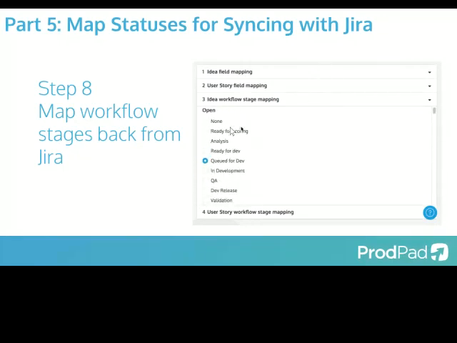So these might look different to you, but you're basically saying that when a ticket is pushed to Jira, it becomes open. And at the moment that it's open, then reflect back in ProdPad and update the status in ProdPad to queued for dev. When the developer picks it up and moves it to in progress, update it automatically in ProdPad to move it to the in development flow. So you can actually set this up to map your workflow together.